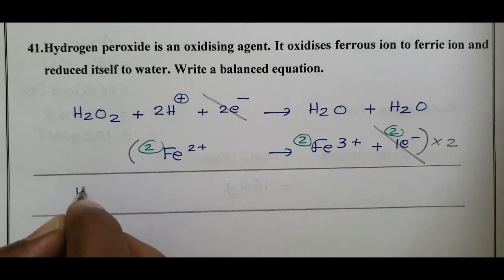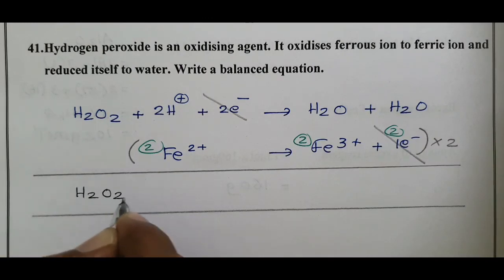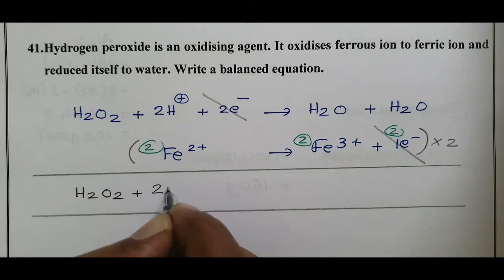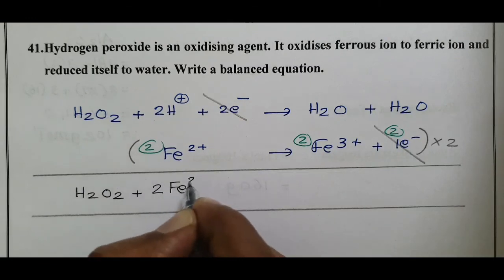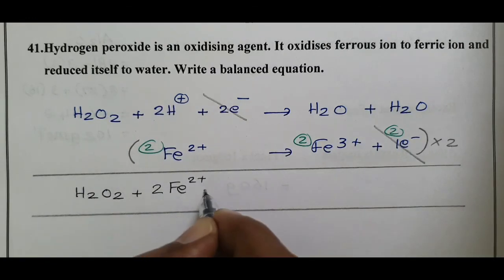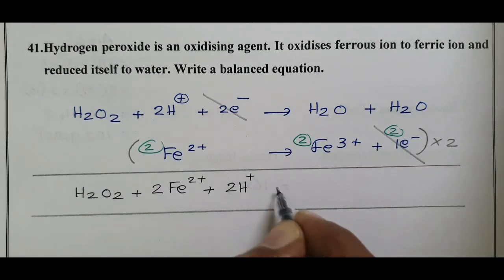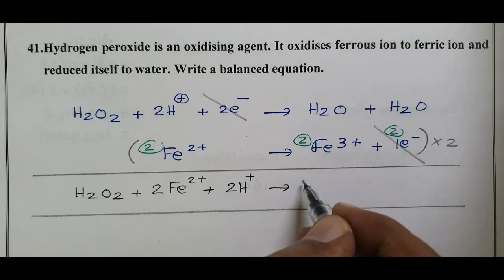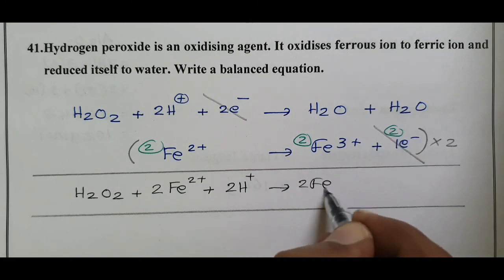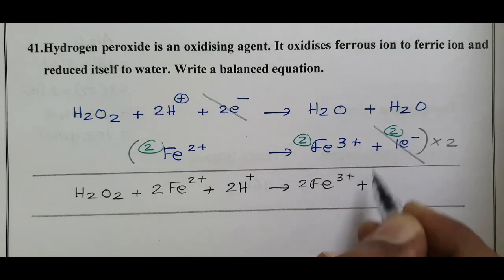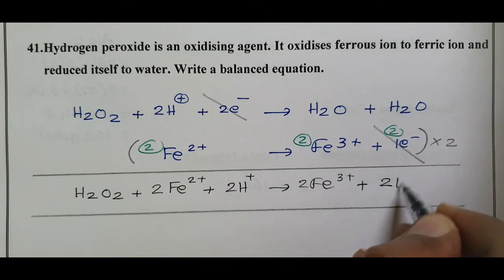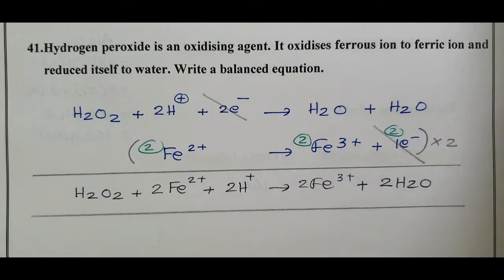H2O2 hydrogen peroxide plus 2 Fe2 plus ferrous ion. It oxidizes ferrous ion into ferric ion. In acidic medium, 2H plus gives ferric ion 2Fe3 plus. How many water molecules are on the right-hand side? 2 water molecules, 2H2O. How does it undergo oxidation and reduction?